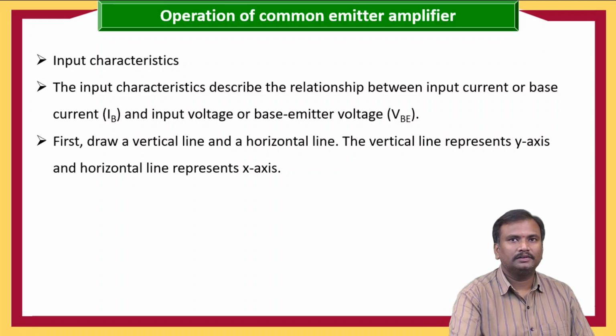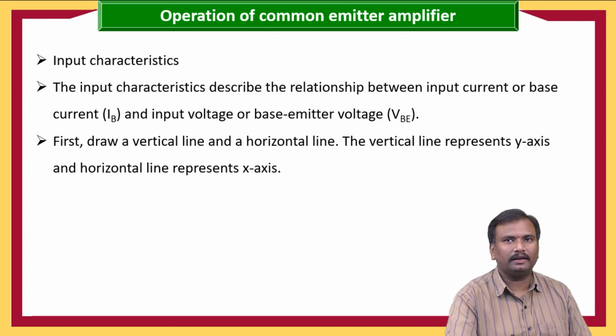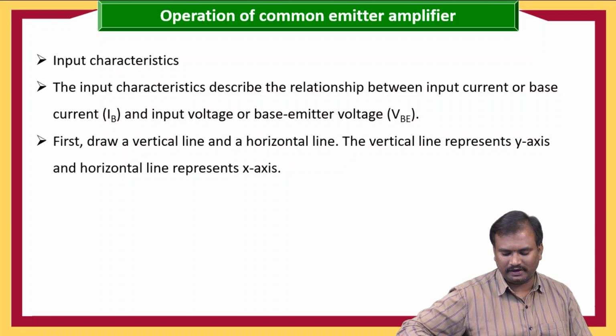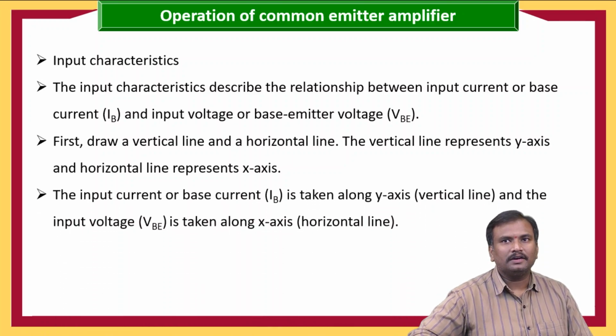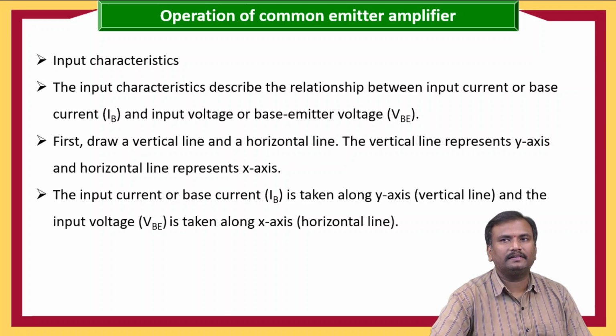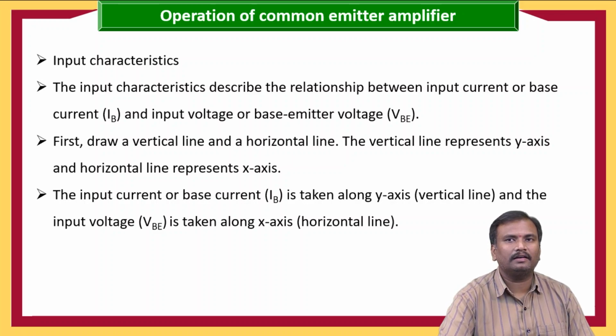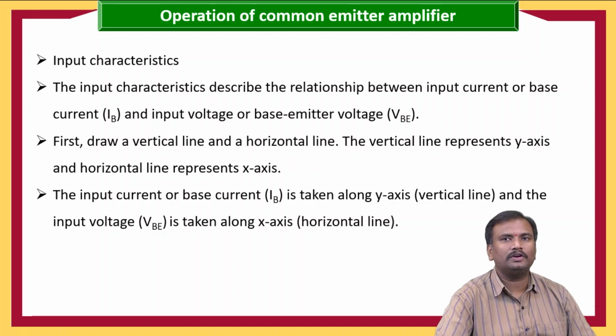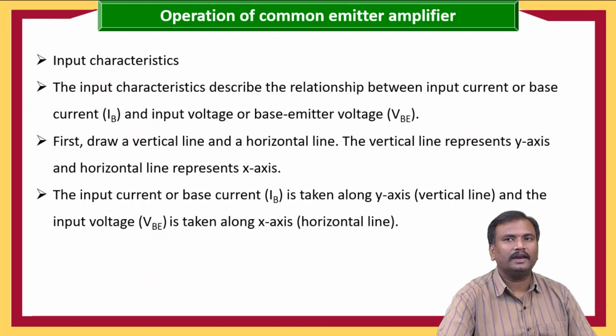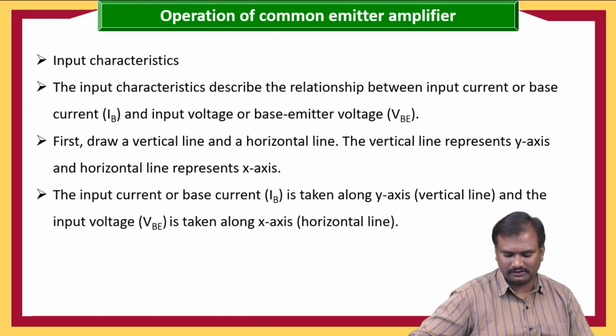First we need to draw a vertical and a horizontal line. The vertical line represents the y-axis and the horizontal line represents the x-axis. Here IB is taken along the y-axis and VBE is taken along the x-axis. The voltage value is taken on the x-axis and the current value on the y-axis.